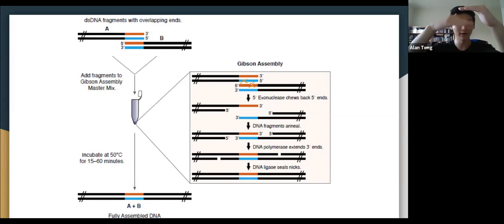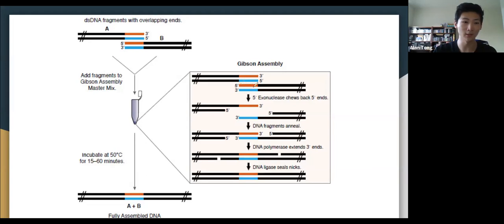Then they can now start hydrogen bonding, right? This orange part and this blue part can then anneal. That's the fancy word for come together, right? They anneal, and then you have some polymerase that will then start making new bases, and then your ligase seals the nicks, right? So that's the process of Gibson assembly.